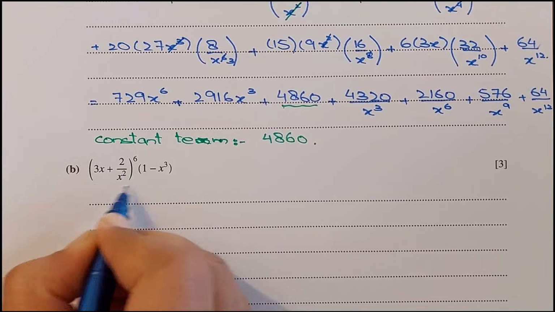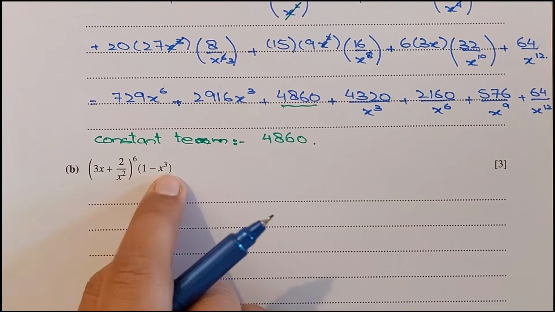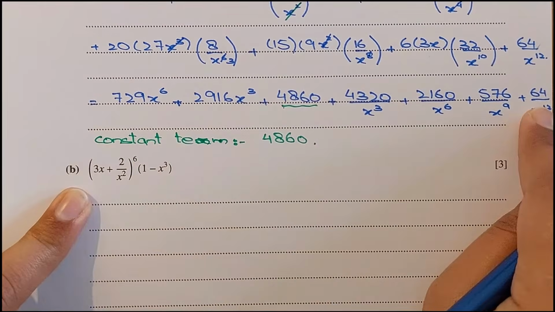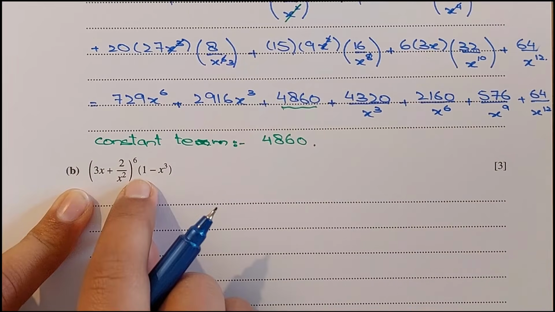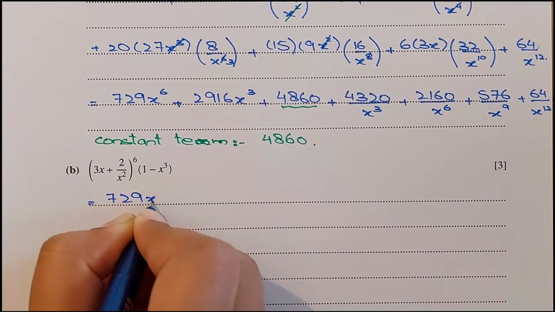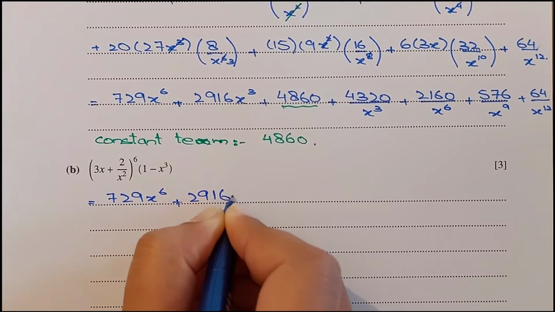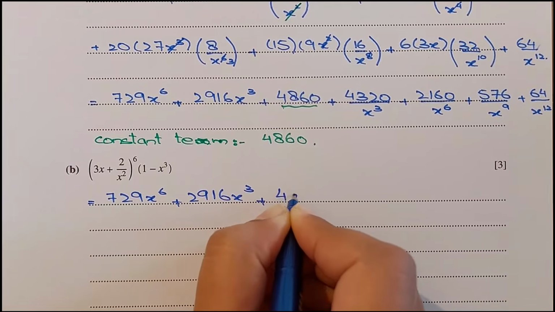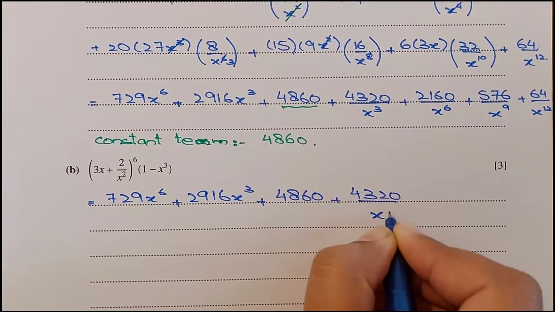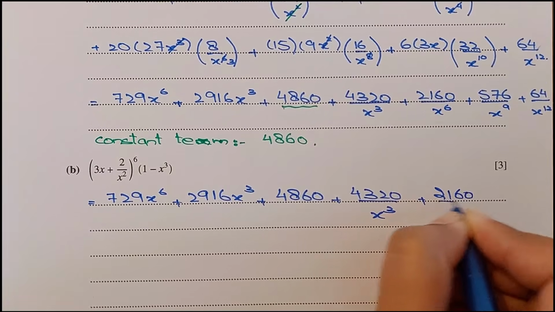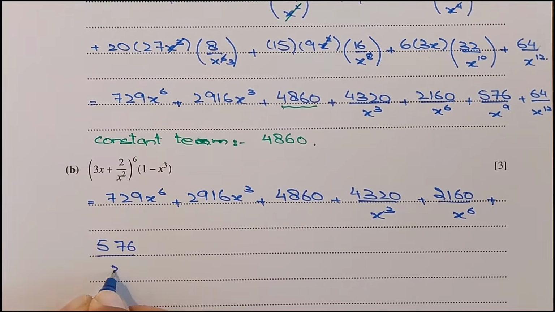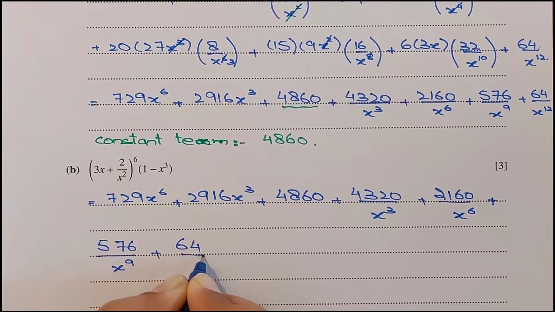So we already did the expansion of this in the a part. This expansion is just multiplied with 1 and minus x cube. Let me do it directly. All these terms are first multiplied with 1 and then with minus x cube. So multiplying by 1: 729 x power 6, 2916 x power 3, plus 4860, plus 4320 over x cube, plus 2160 over x power 6, plus 576 over x power 9, plus 64 over x power 12.